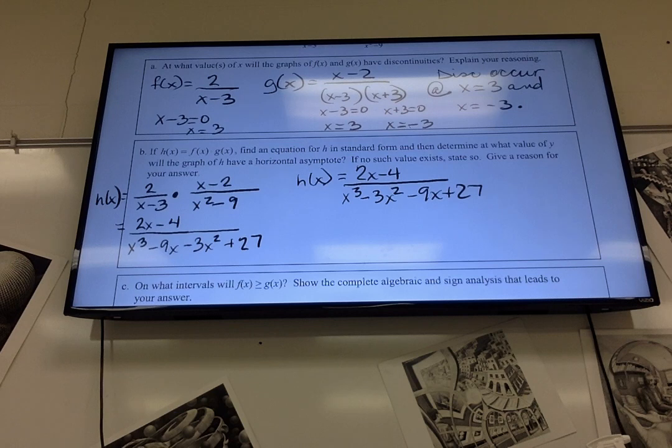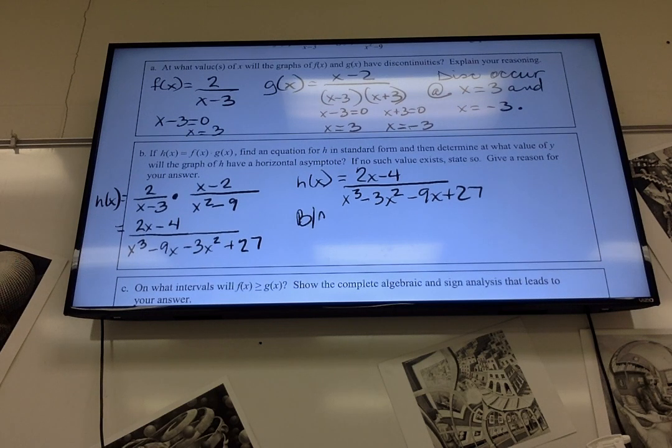Now, does it have a horizontal asymptote? Is it top heavy? It's bottom heavy. So if it's bottom heavy, does it have one? No, bottom heavy is 0. Yeah, there you go. So because h of x is bottom heavy, the horizontal asymptote is y equals 0.